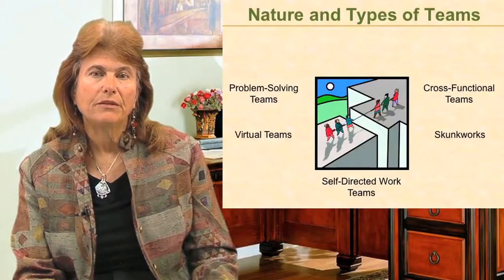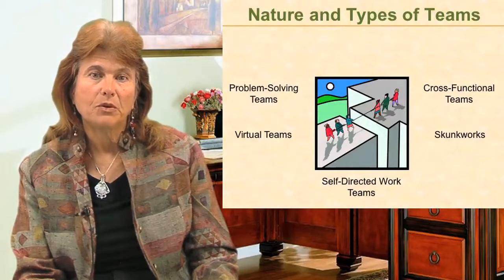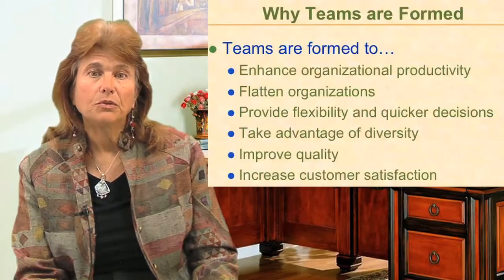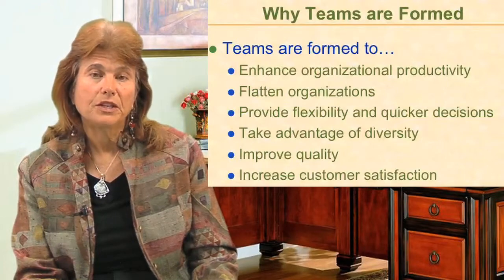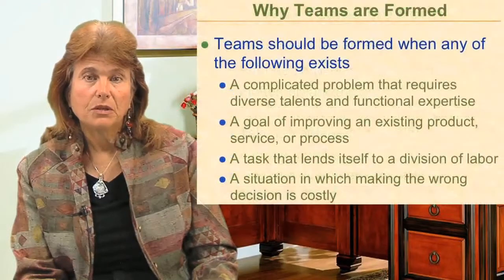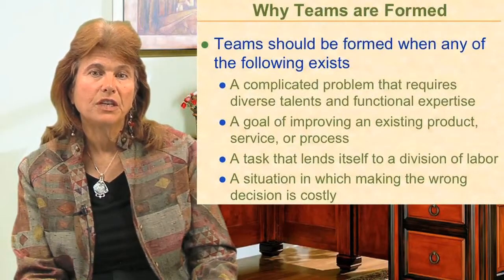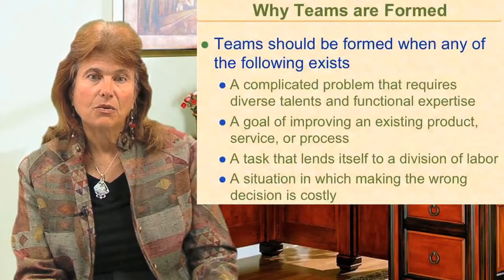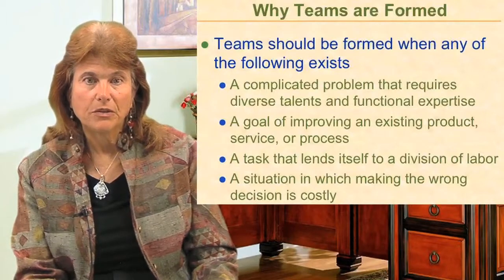In terms of types of teams, usually teams are formed in organizations around different functions. Sometimes they're virtual, people being in different places, solving certain problems, creating teams that are self-directed and able to do some work on their own. Teams are formed to improve organizational productivity, to provide flexibility, to improve quality, and often to increase customer satisfaction. Teams are formed when there's a complicated problem that requires more diversity of talent to solve it, when they want to improve a product, when there's a division of labor in a task, or if you make the wrong decision, it might be costly, and you might need to have, like, four heads are better than one.